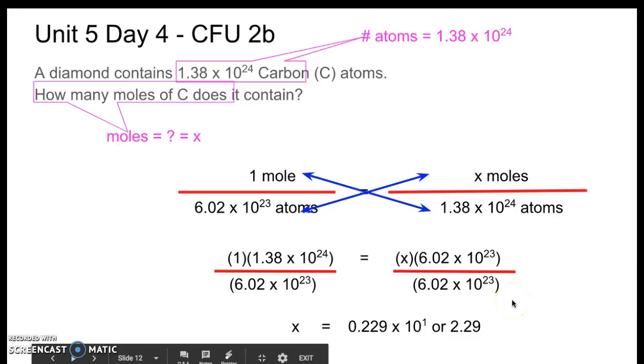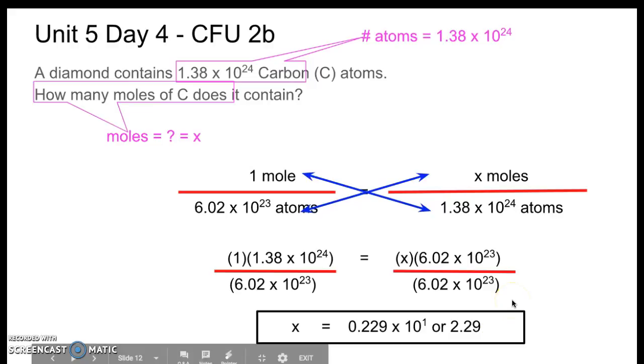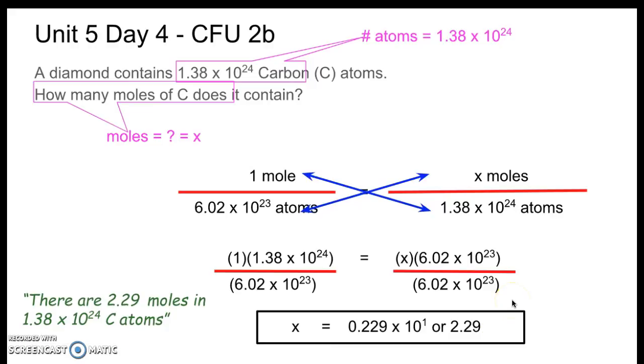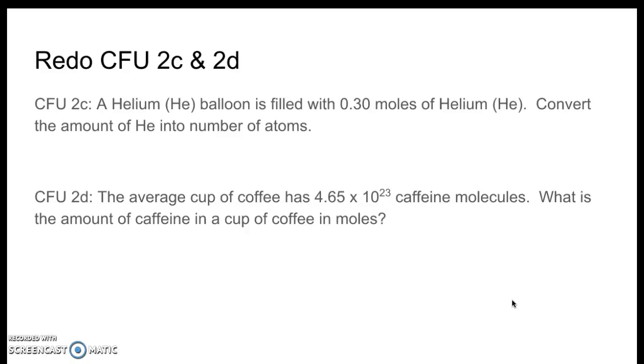2.29, which will be the final answer there. So in answering this question, we'll say that there are 2.29 moles in 1.38 times 10 to the 24 carbon atoms. All right, I would recommend before you proceed on to redo CFU 2C and 2D from that same packet. You can pause the video now, and when you press play again, there'll be the answers shown on the screen.